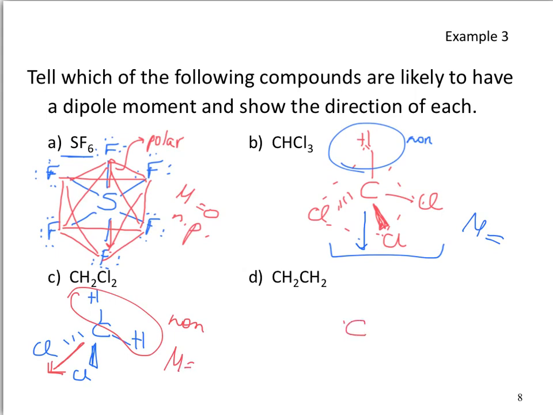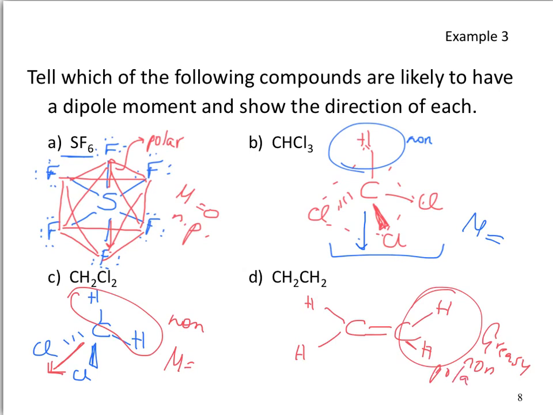CH2 double bond CH2. So that's your molecule. All it contains is CH bonds. That means it's pretty greasy. All of these bonds themselves are greasy and nonpolar. So if the bonds themselves are nonpolar, there's no reason for me to even check the shape of the molecule. So this will be mu of 0.